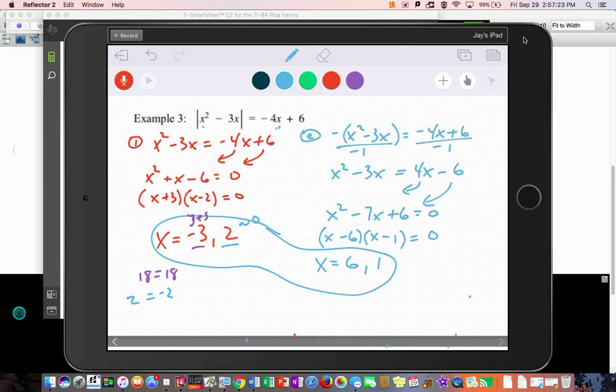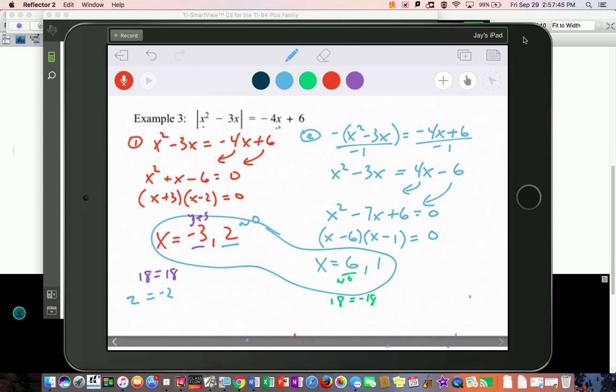Plug in the 6. 6 squared is 36. Minus 18, so I get an 18 again in absolute value. That'll work. And -4 times 6 is -24 plus 6 is -18. So the absolute value has changed it to positive, but I need -18 over there. So this is a no.